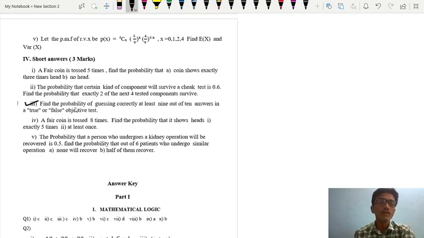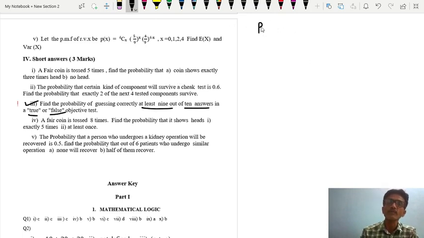Here the question is what? Find the probability of guessing correctly at least 9 out of 10 answers in a true/false test. So a true/false objective test means what? Here the probability will be 50%, that is 1 upon 2, and for false it is 1 upon 2.